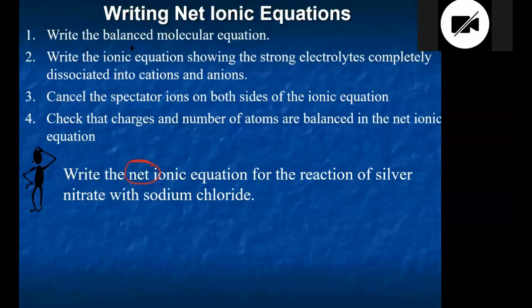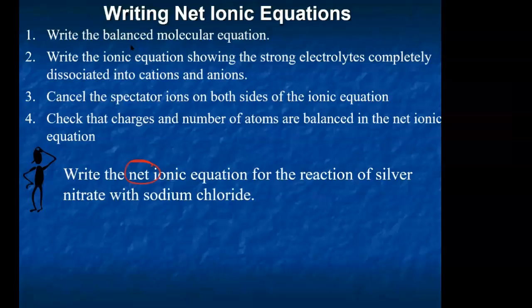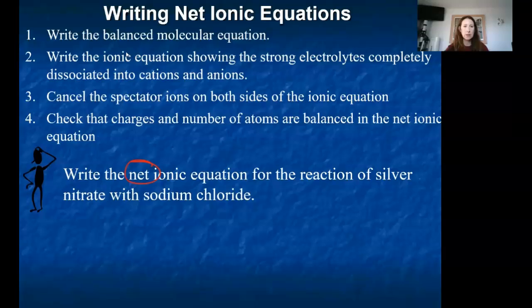Okay, so I'm going to walk us through all three pieces, and then we're going to get to our net ionic. First we'll do the molecular equation. So when we do this molecular equation, it's silver nitrate, and sodium chloride. And then we switch our two anions. So we have silver chloride and sodium nitrate.